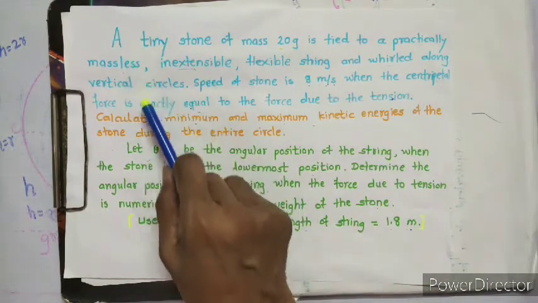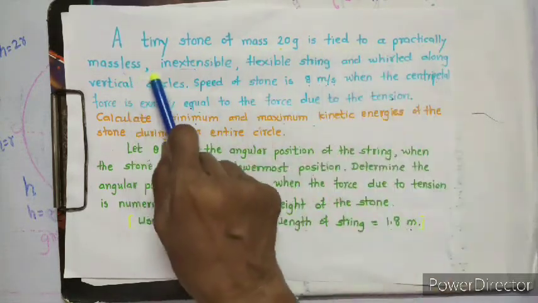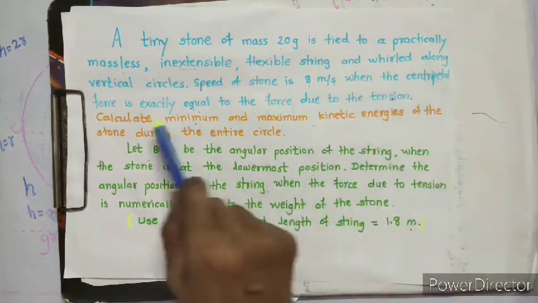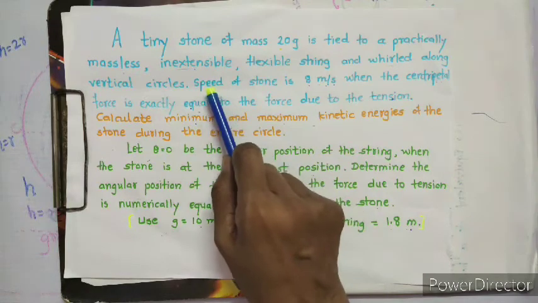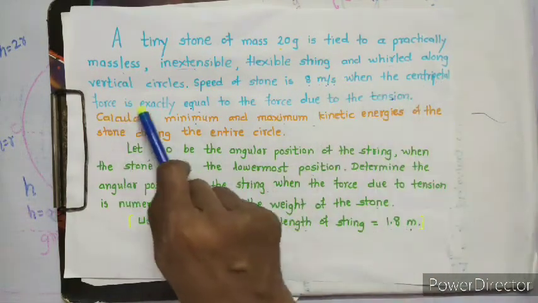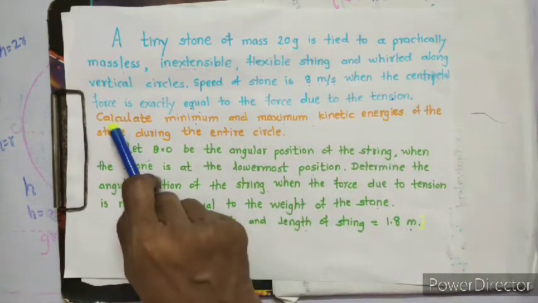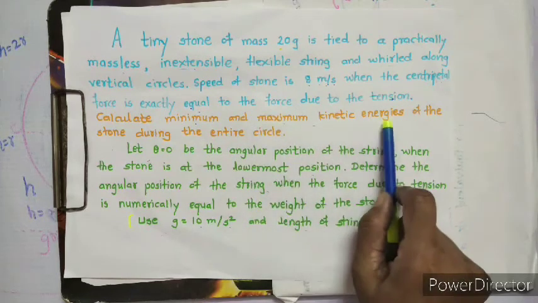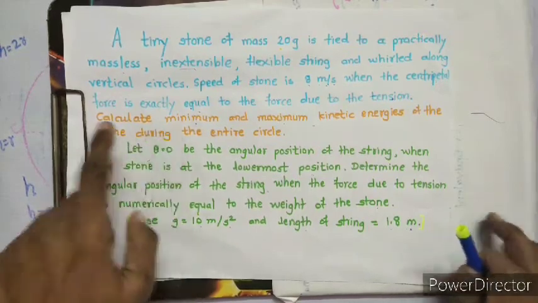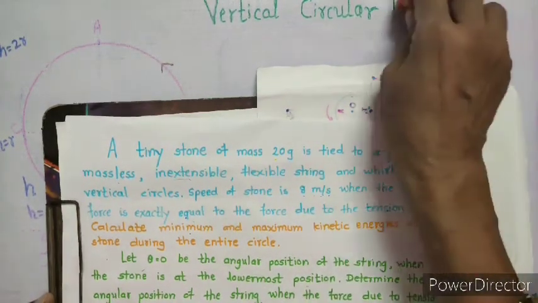So first part of the problem we read: a tiny stone of mass 20 gram is tied to a practically massless inextensible flexible string and whirled along vertical circles. Speed of stone is 8 meter per second when the centripetal force is exactly equal to force due to tension. Calculate minimum and maximum kinetic energies of the stone during the entire circle. So this is the question. We have to calculate maximum and minimum kinetic energies.